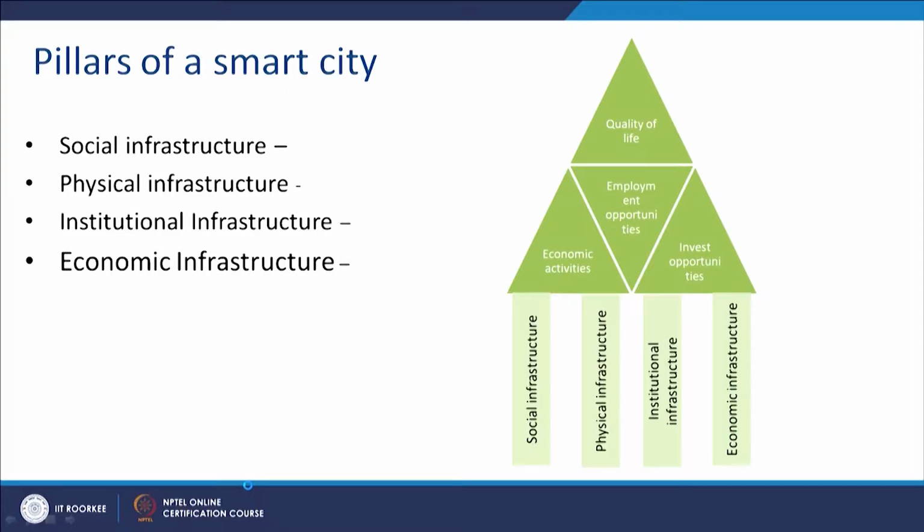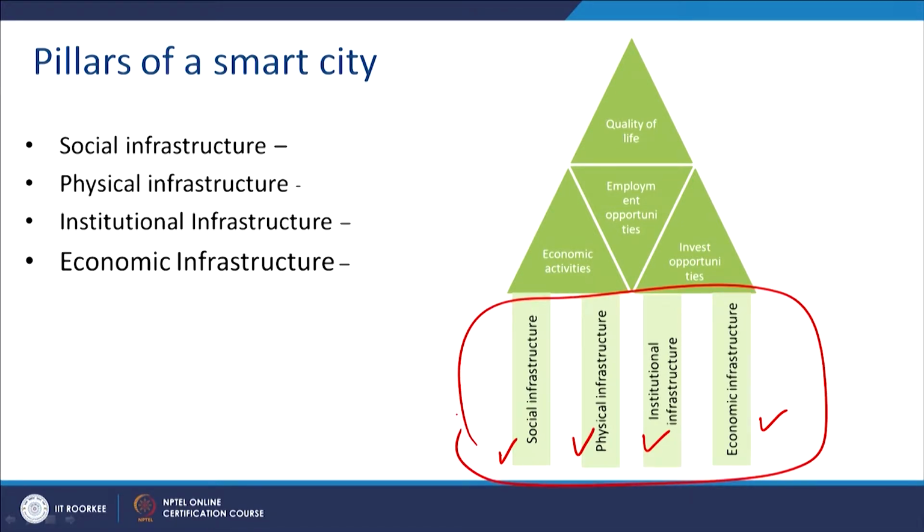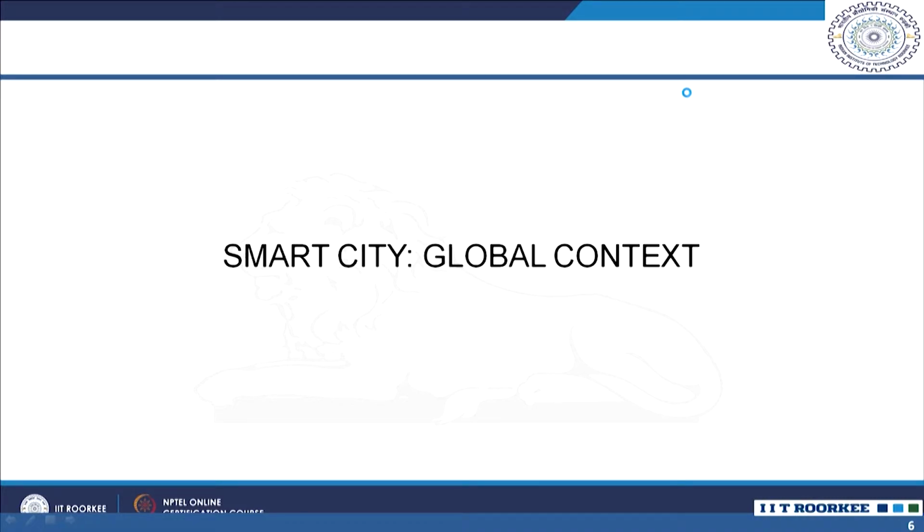And if we come to the very specific elements like economy, employment, investment and high quality of life, this is another way of seeing smart cities for our discussion. Now, there are 4 basic pillars, which are social infrastructure, physical infrastructure, institutional infrastructure and economic infrastructure. If we can develop these 4 infrastructures in a better way, in a connected way, then we can develop economic activities, investment opportunities, employment opportunities and quality of life, these 4 which we mentioned earlier. Now, let us see the concept at the global level.